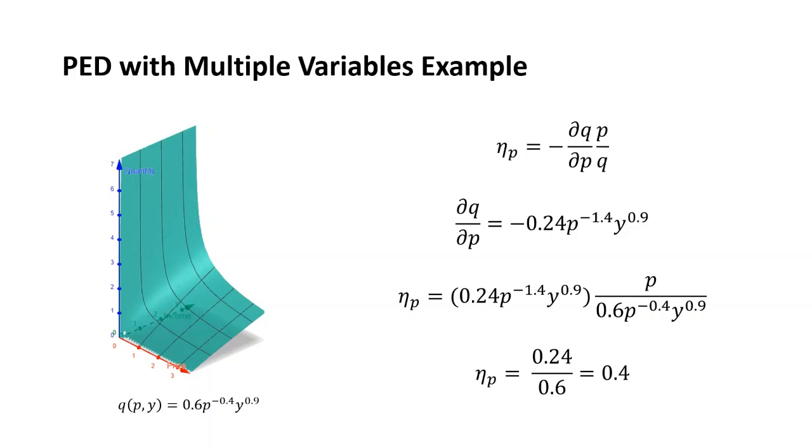It's important to note that we subtract 1 due to the power rule in the price exponent. Substituting the values into the formula we determined in the previous slide, we realize that the price and the income will both cancel, and we'll be left with this fraction of two numeric values, which are 0.24 and 0.6. Dividing the two, we get a price elasticity of demand of 0.4.